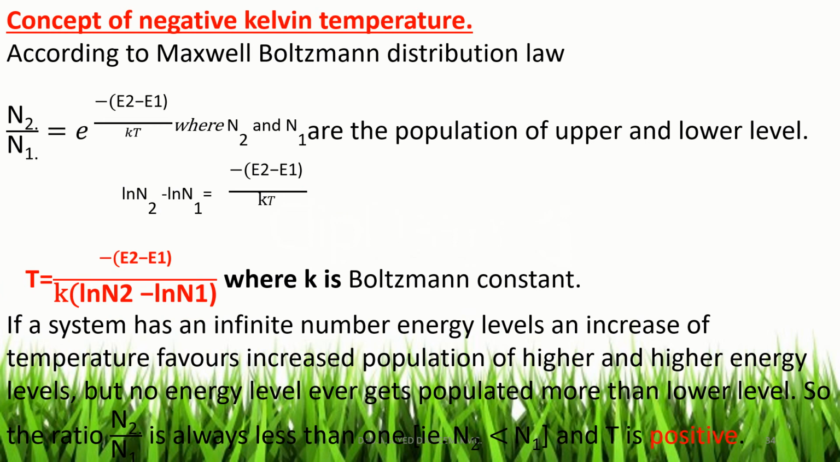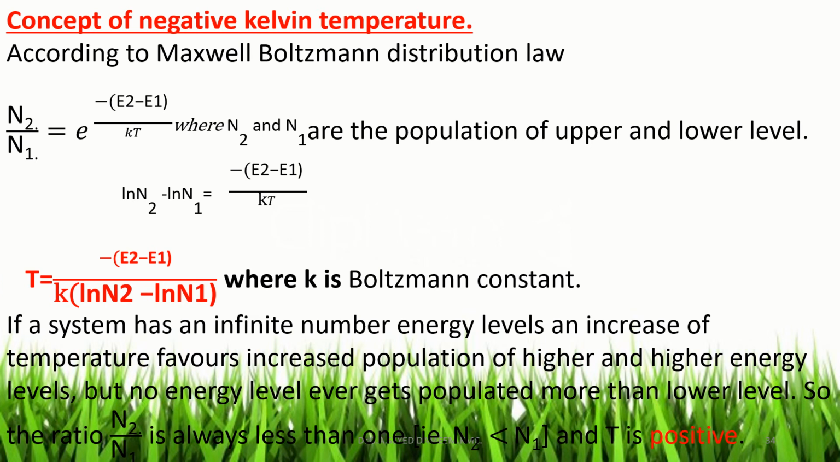Next topic is the concept of negative Kelvin temperature. According to the Maxwell-Boltzmann distribution law, N2 divided by N1 is equal to e power minus within the bracket E2 minus E1 divided by kT. Here N2 and N1 are the populations of the upper and lower level, E2 and E1 are the energies of the upper and lower level, k is the Boltzmann constant, and T is the temperature.